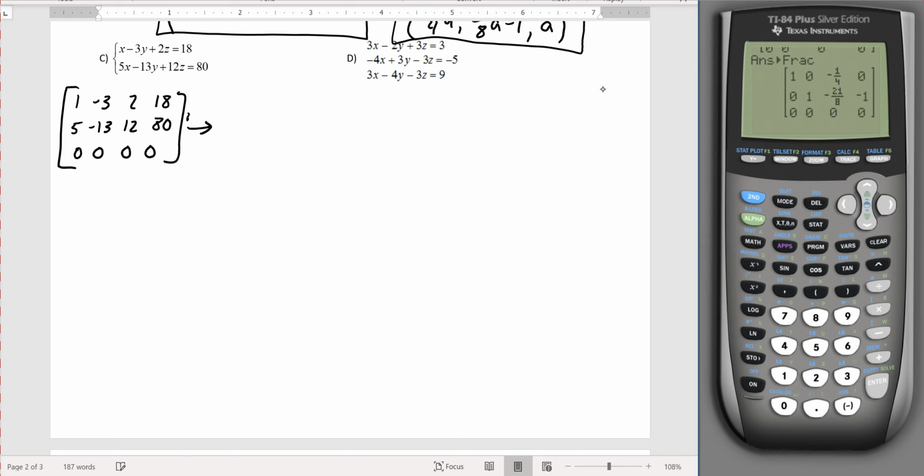And let's RREF this and see what we get. So, second matrix. Go over to edit. I'm going to edit this 3 by 4. We have 1, -3, 2, 18. We have 5, -13, 12, and 80. And then that bottom row is all zeros already, so I can just leave that. So second quit. Second matrix. Math, RREF. Second matrix A, close the parentheses, press enter. Oh, nice, no fractions here.